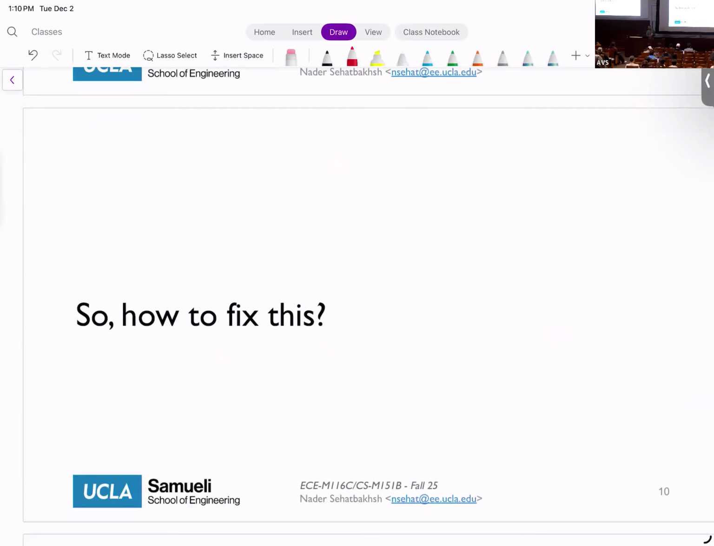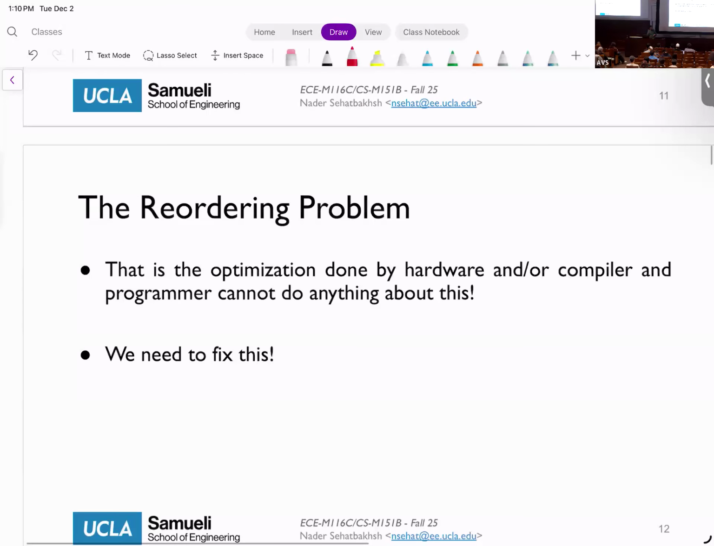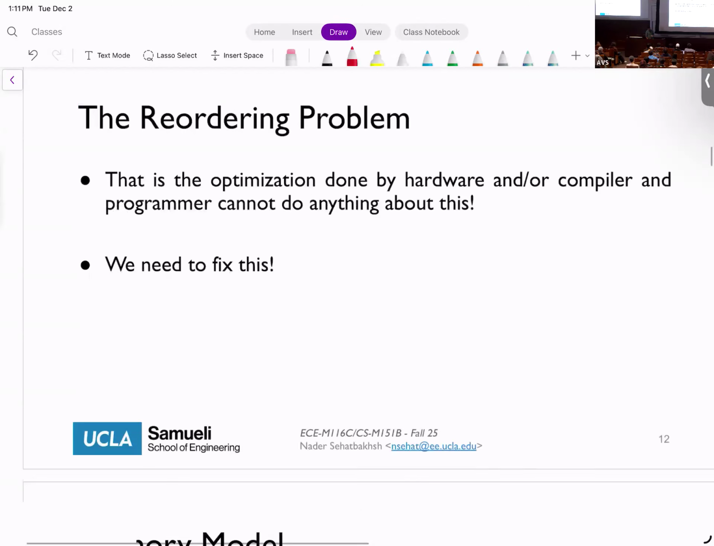So how do we fix these problems? How do we fix the consistency problem? As I said, there are two problems, right? The first problem is the timing or the race conditions, and the programmer will fix this. We're going to fix it by inserting synchronization primitives like fences and locks and all that, okay? The reordering problem, we also need to fix. And this is not the programmer's problem because the programmer will not be able to see this reordering. So this needs to be fixed in the hardware, okay?